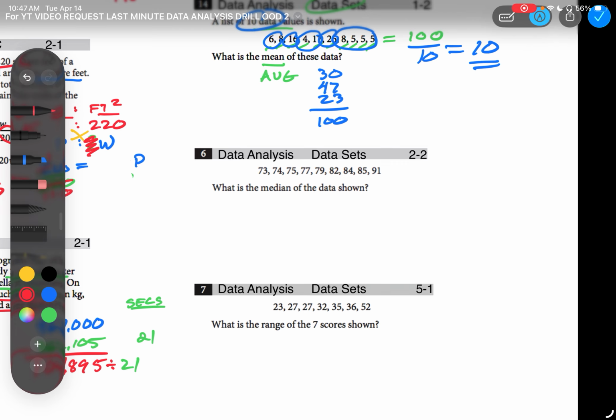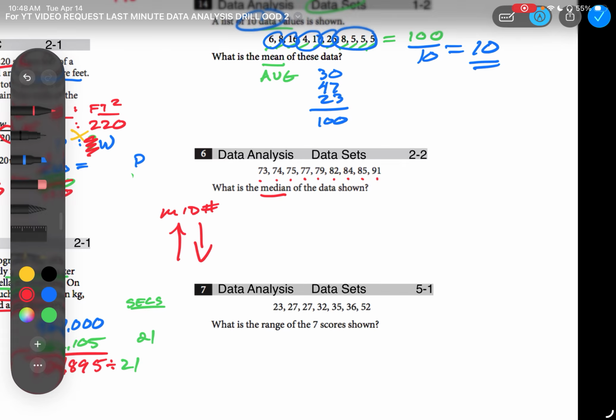Question number 6, another list of numbers, data sets. But in this one, they're asking us, what is the median of the data set? All right, the median is the middle number in the list. But your list has to be drawn in ascending or descending order. Let's see if these numbers are listed in ascending or descending order. We got 73, 74, 75, 76, 79, 82, 84, 85, 91. Yes, they're in ascending order.